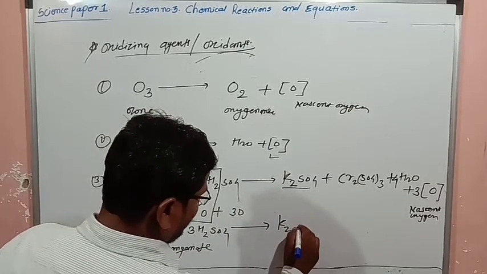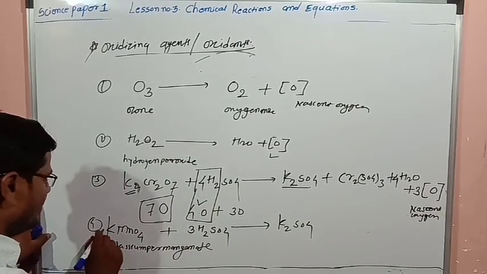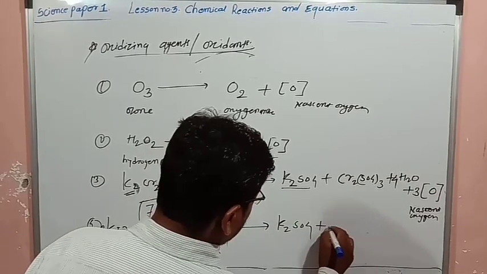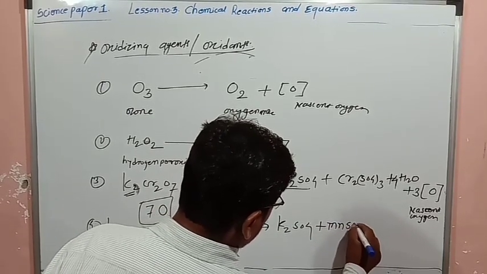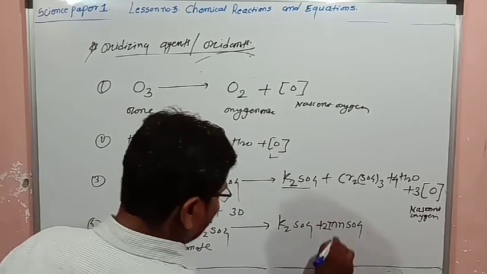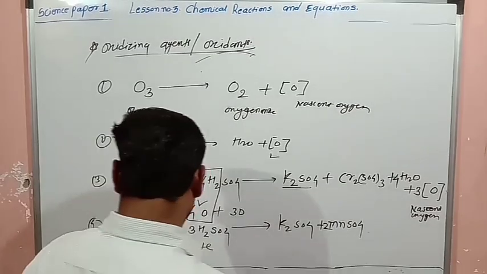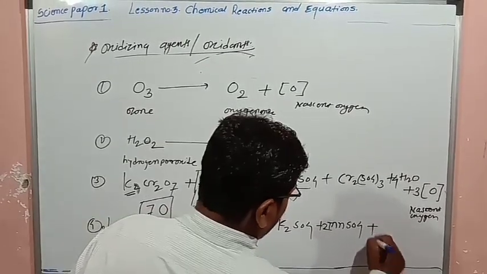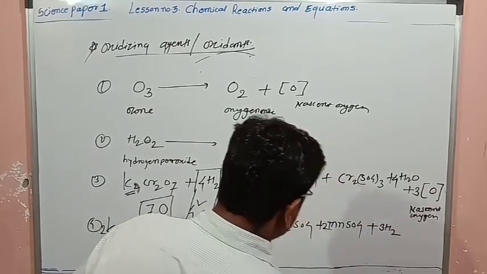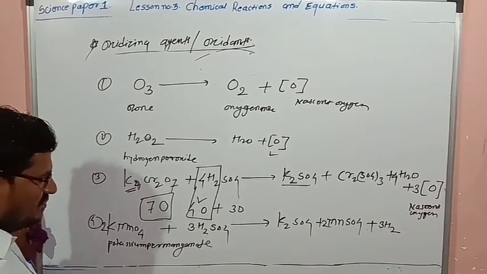K2SO4. Here K2 is there, so you have to multiply by twice K. So Mn will be there, it will form plus MnSO4, and here how many Mn are there? 2 are there, so twice MnSO4. Now after this, plus how many H2 are there? Thrice H2. And here the question remains about oxygen only.